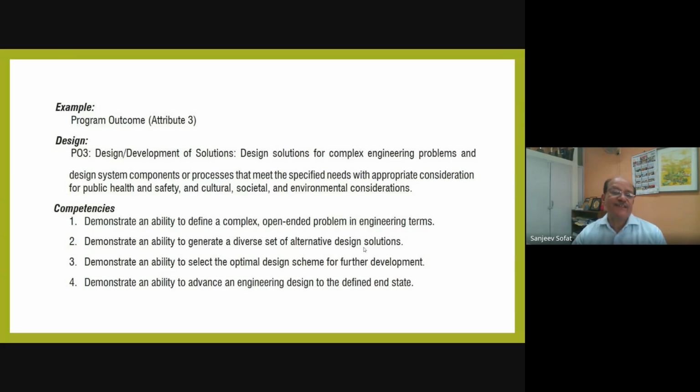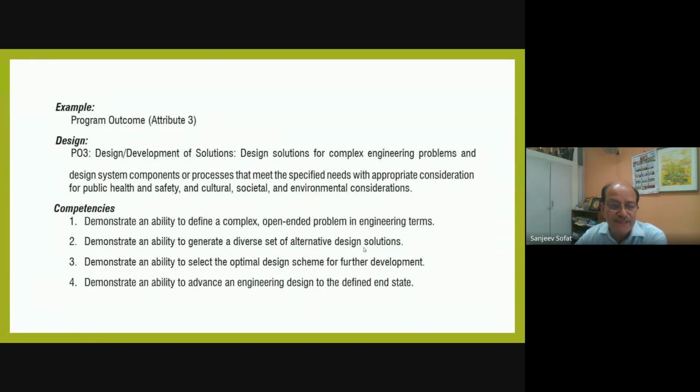Now, let's say this is the outcome. Program outcome, attribute 3, PO3: design and development of solutions, design solutions for complex engineering problems, and design system components or processes that meet specific needs, maybe some societal need, some cultural need. So this is the program outcome. Let's say you're talking about BTech in computer science.